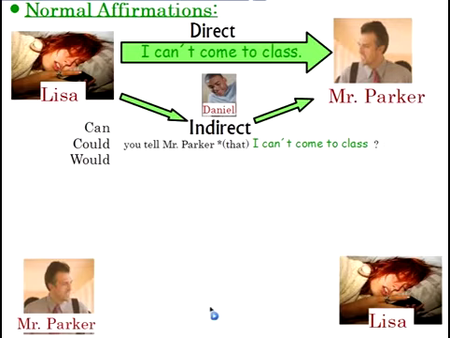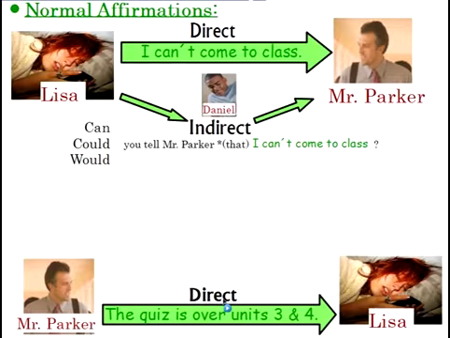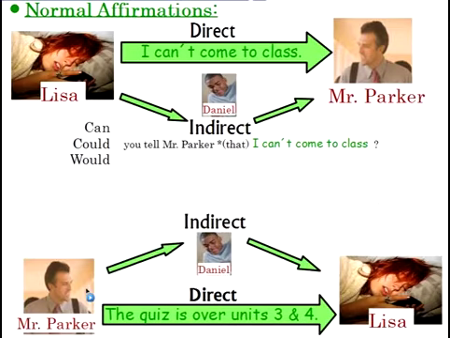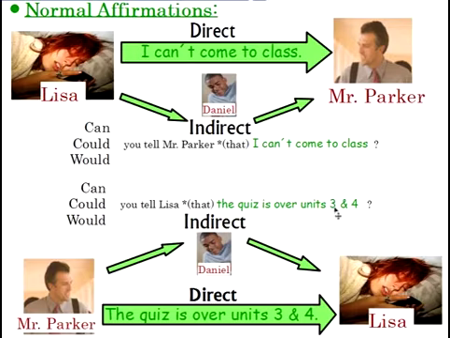Now Mr. Parker wanted to say something to Lisa. So remember, a direct request or a direct message is, hey Lisa, the quiz is over units 3 and 4. But remember, Mr. Parker couldn't do that. He had to go to Daniel and say, Daniel, can you tell Lisa this information? Again, whatever Mr. Parker says to Daniel is the indirect request. So let's look at what he said. Again, he says, can you tell Lisa? Could you tell Lisa? Would you tell Lisa that the quiz is over units 3 and 4?